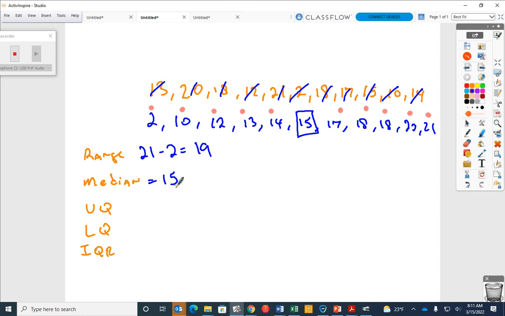What I'm going to do next is find the upper quartile. So I'm going to find the median of everything that is above the median.